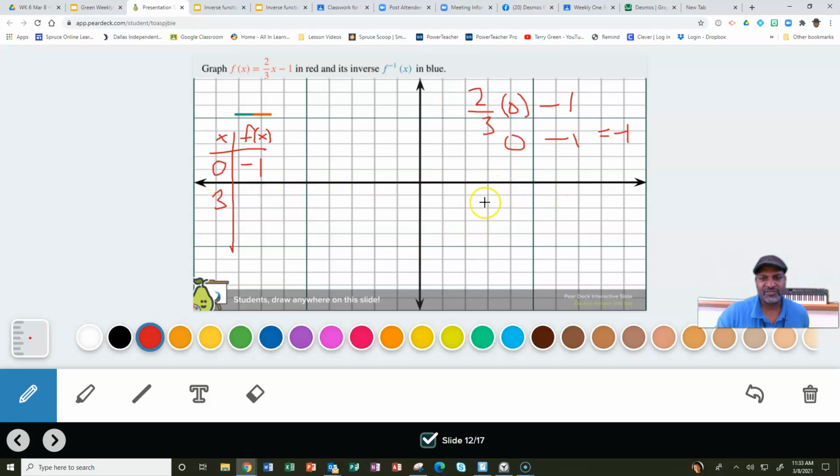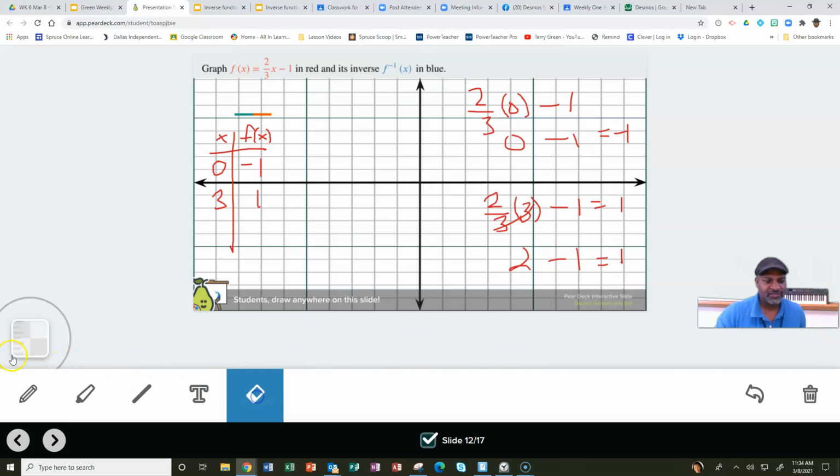What if x is 3? Then I got 2/3 times 3, all right, minus 1. 2/3 times 3, that cancels out, and I end up with just 2 minus 1, and that is equal to 1. So that gives me another point. So those are my 2 points for f of x.